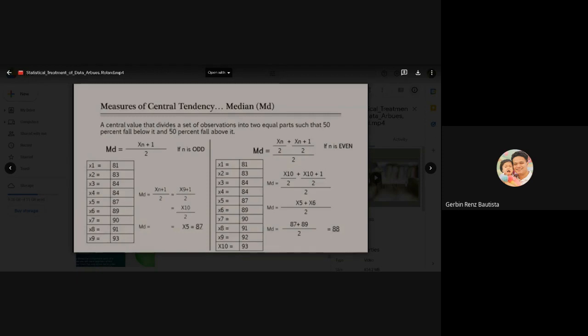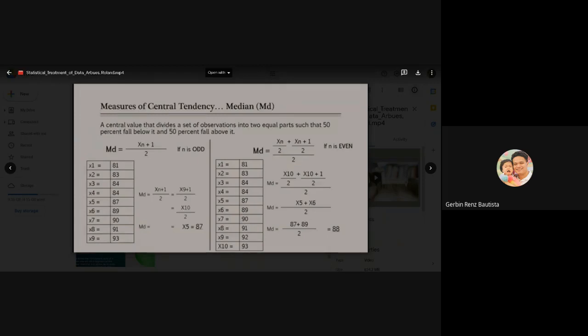Next, to determine the median, use the formula. X(n+1)/2 is used if the sample size is odd, and [X(n/2) + X(n/2 + 1)] all divided by 2 is used if the sample size is even.